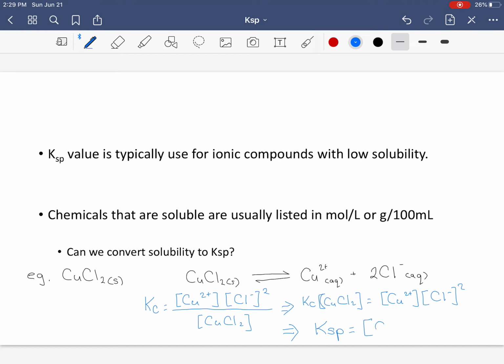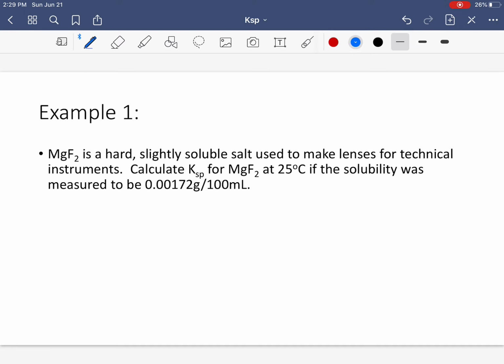Ksp is therefore equal to this. That's how you write a Ksp expression for a particular solute. Okay? So, knowing that, I want to know how to calculate the Ksp for MgF2 based on the solubility point that I'm given. So let's do this one together, and then I always have one for you to do.